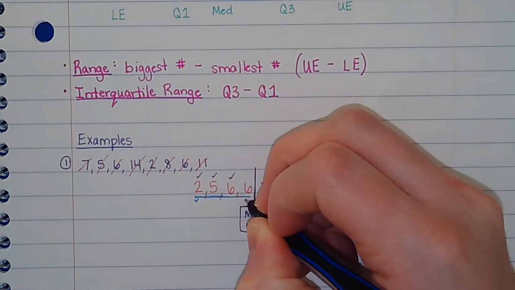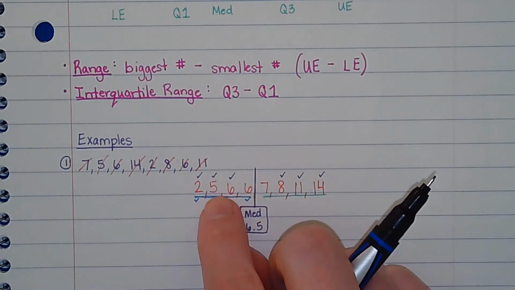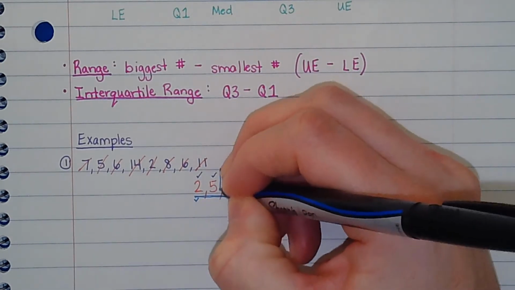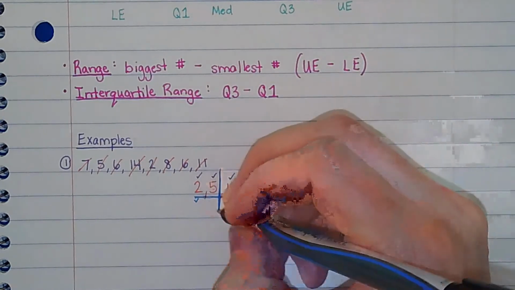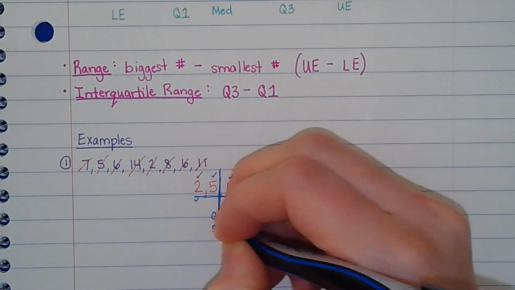So check, check. All right, I'm already down to the middle. Okay, so these 2 numbers are in the middle. 5 plus 6 is 11. 11 divided by 2 is 5.5. 5.5 would fall right here between these 2. So this is Q1, and that's 5.5.